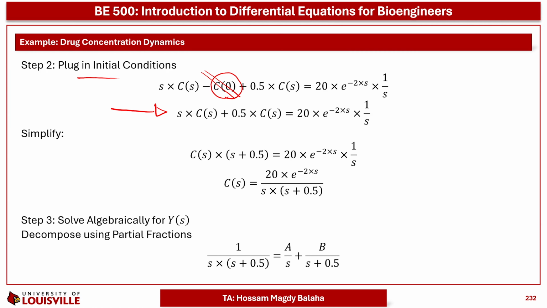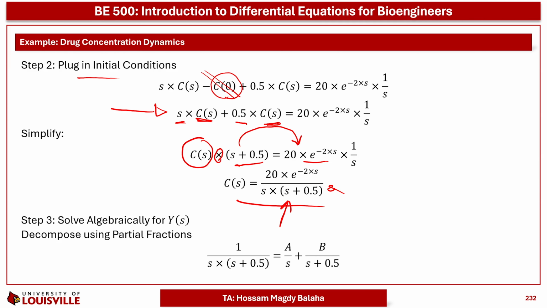Now we need to simplify to get C of s on the left hand side and the remaining of the equation on the right hand side. So we will take C of s as a common factor. So it will be C of s multiplied by s plus 0.5, which is here, and this is the right hand side. Now we can move this part to the right hand side, and instead of multiplication, it will be converted to division, like here.